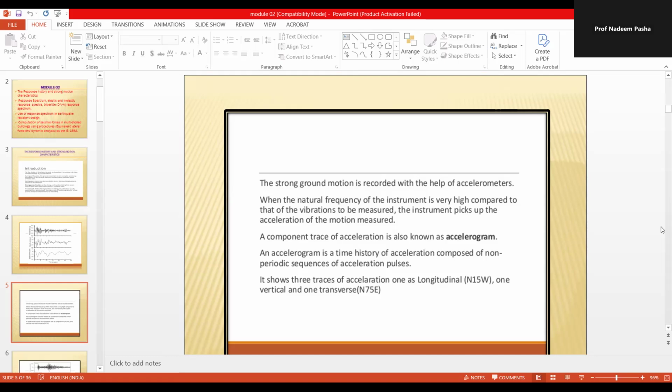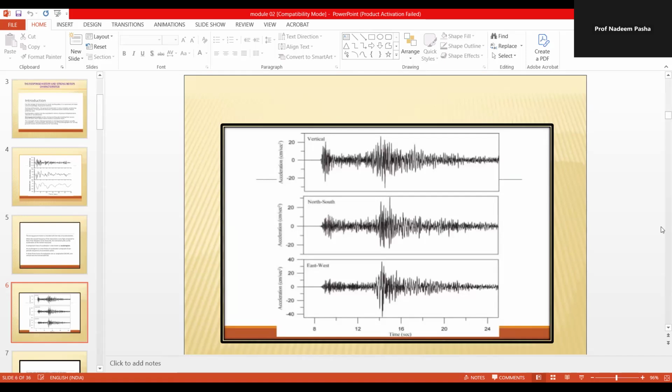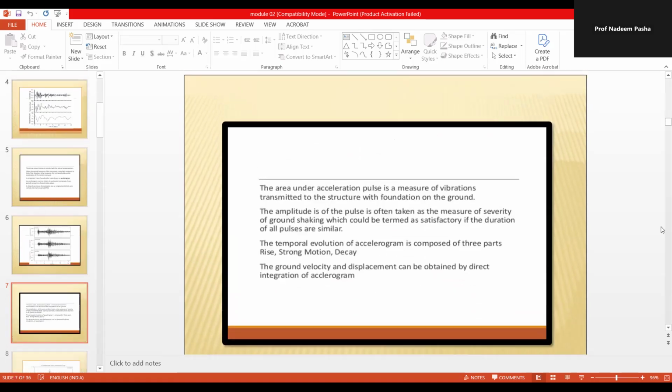So how does the accelerogram show the reading? An accelerogram is a time history of acceleration composed of non-periodic sequences of acceleration pulses. It shows how many traces of acceleration? Three. One is in the longitudinal direction, one is vertical, and another is transverse. See here, three types of pulses are shown. The area under the acceleration pulse is a measure of vibration transmitted to the structure with foundation on the ground. So now we will study how our accelerogram works exactly.